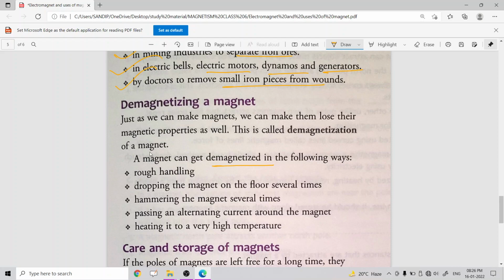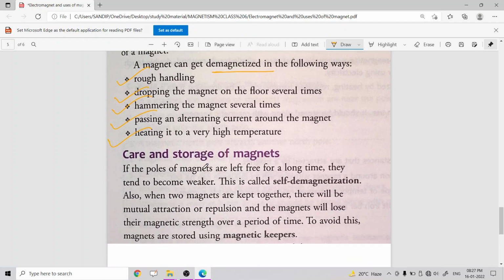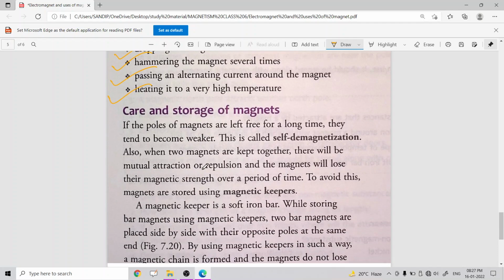Suppose rough handling. The second one is dropping the magnet on the floor several times, hammering the magnet several times, passing AC current through the magnet, and also heating the magnet to a high temperature.